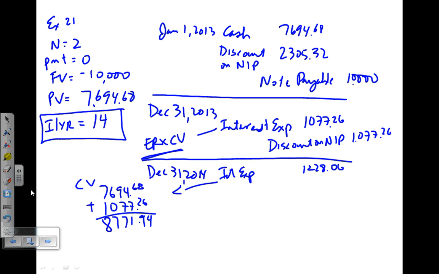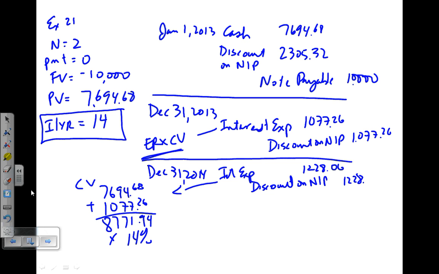$8,771.94 times the effective rate of 14%, and that should give us 1,228.06. And we would credit the discount on notes payable.